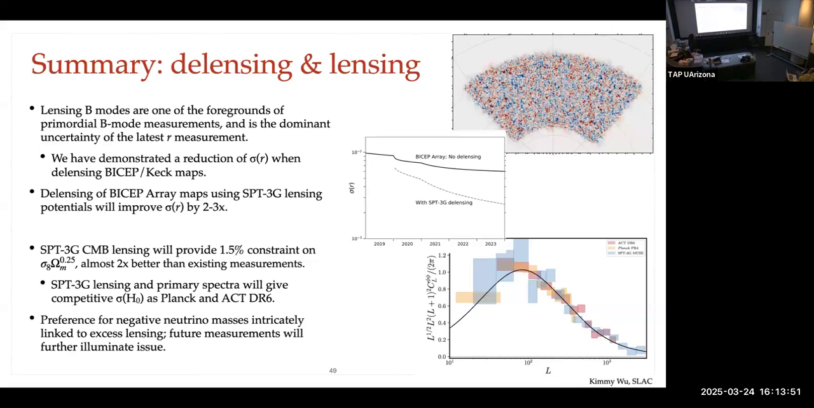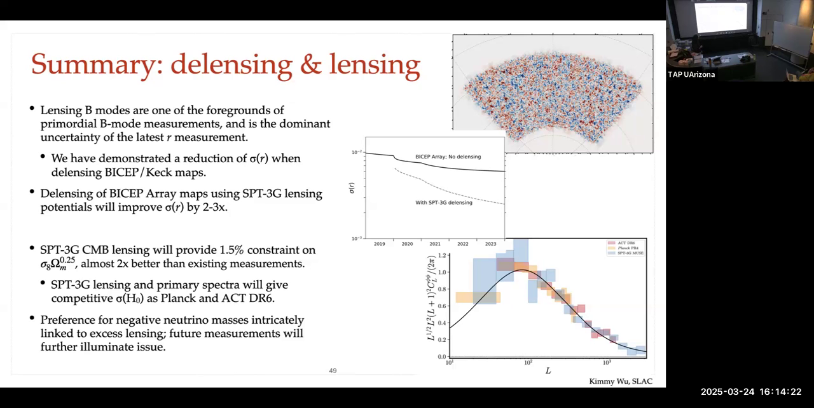So this is a summary of the talk. Lensing B modes are one of the foregrounds of primordial B mode measurements, and it's a dominant uncertainty of the latest r measurement. We have demonstrated a reduction of sigma r when delensing BICEP Keck maps. Looking forward, delensing BICEP Array maps using SPT-3G lensing potentials will improve sigma r by a factor of 2 to 3.